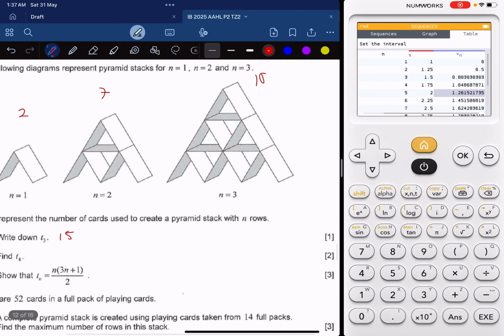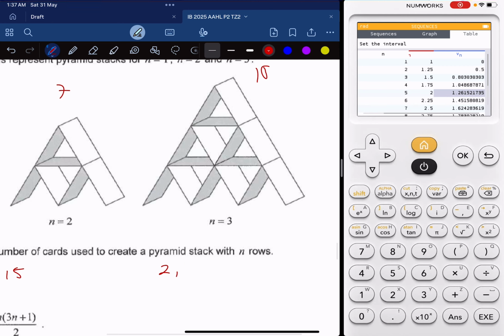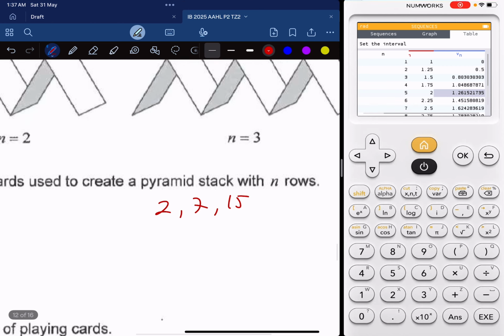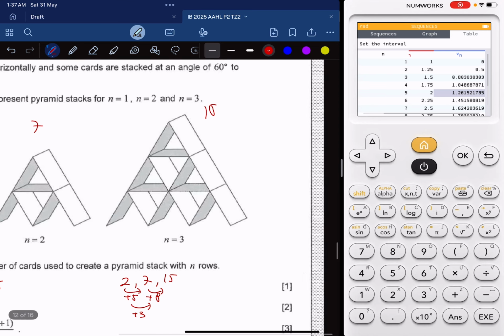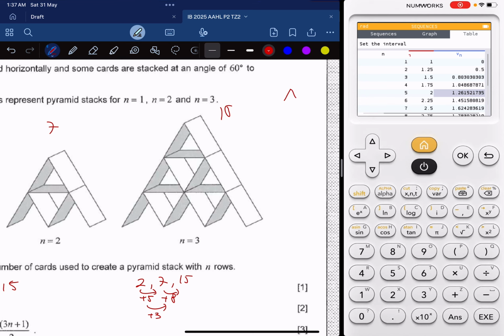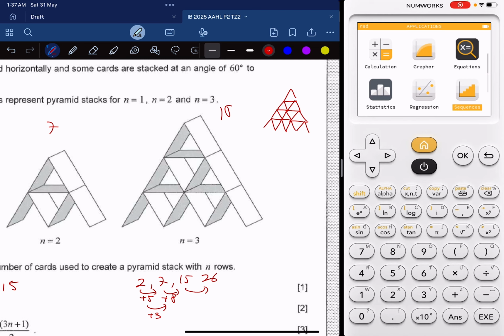Find T4. Okay, so I'll just write it out in here. So 2, 7, 15. The next one would be plus 5, plus 8, right? So this is plus 3, I think. So plus 3. So 4 rows, right? 1, 2, 3, 4, 5, 6, 7, 8, 9, 10, 11, 12, 13, 14, 15, 16, 17, 18, 19, 20, 21, 22, 23, 24, 25, 26. Okay, so this is how much? 11, right?